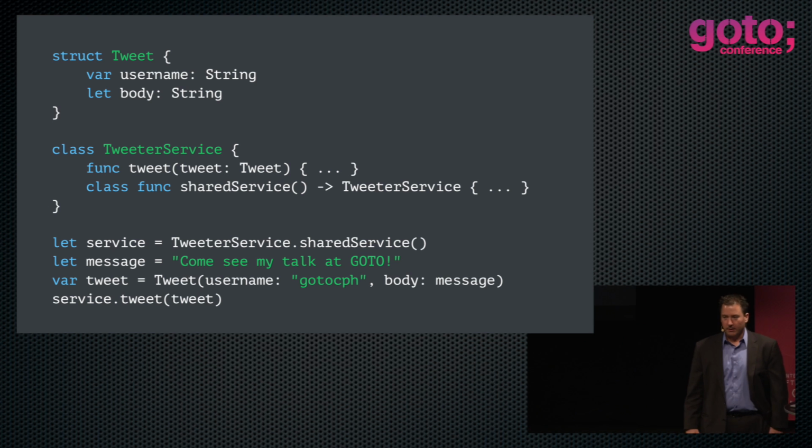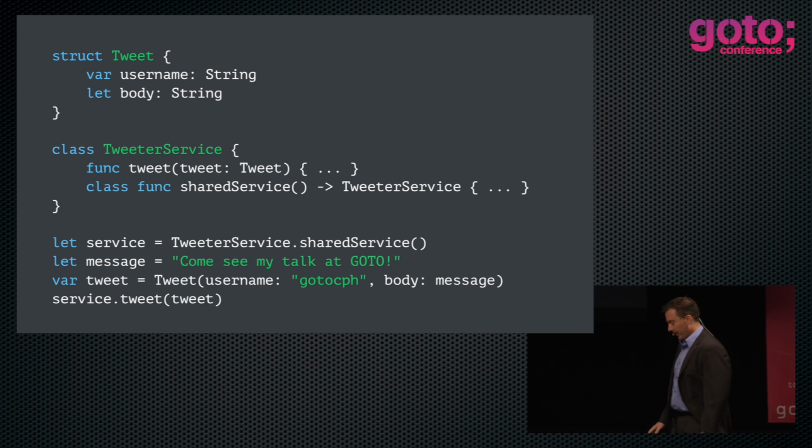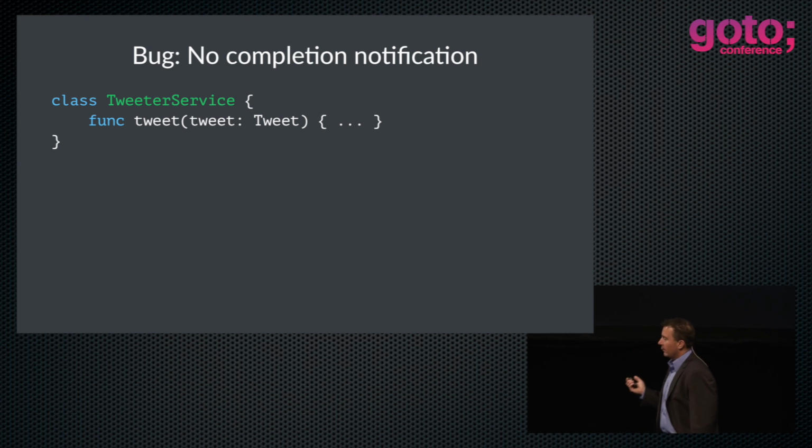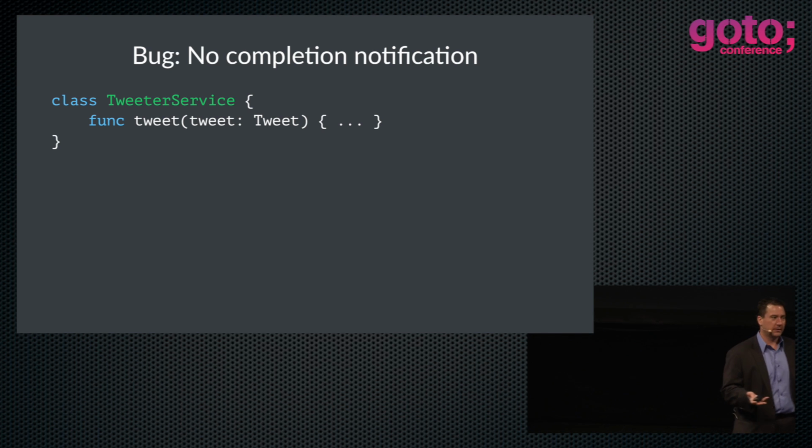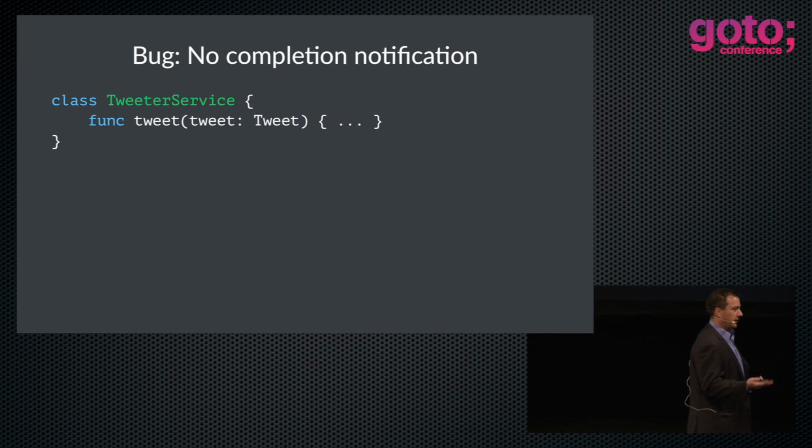So let's think about our tweeter service, and let's think about how we might improve on it. And one of the things we notice is that there's no way to get any indication of whether the tweet succeeded or failed, because I guess these go out over the internet, and then sometimes things can go wrong with that.